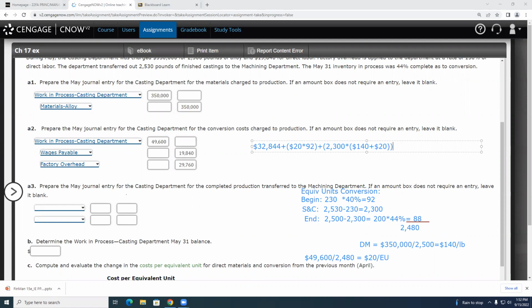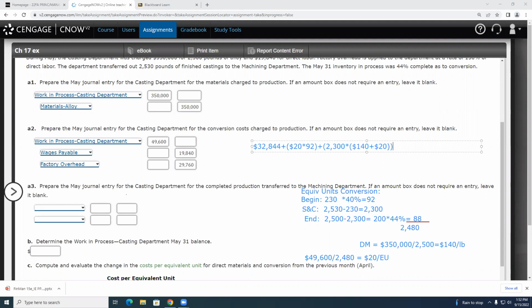When we add the direct materials and conversion cost together, that's $160 per unit. And that's the amount that we finished. So the rest is ending inventory. So the other $20 per unit for the ending inventory of 88 units would be in ending inventory. The other $140 for direct materials for the 200 units are still in ending inventory.